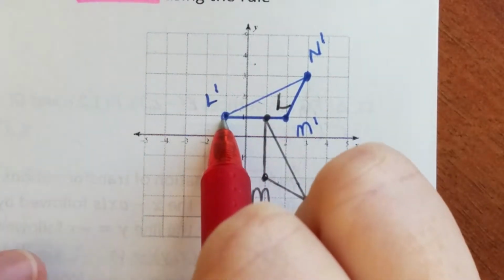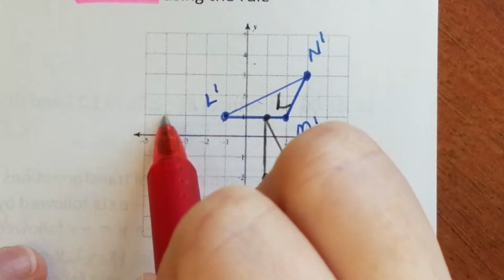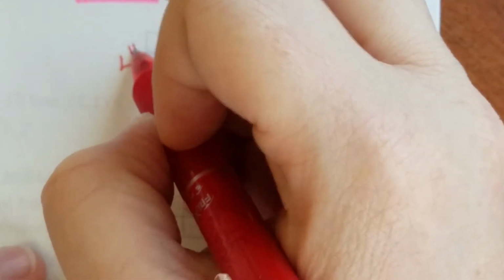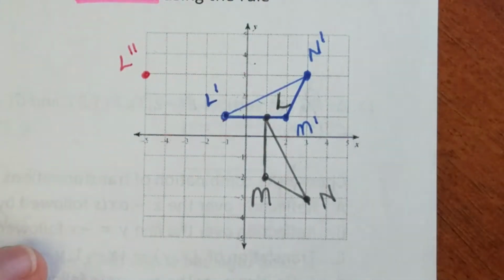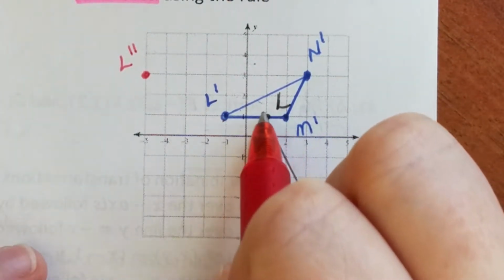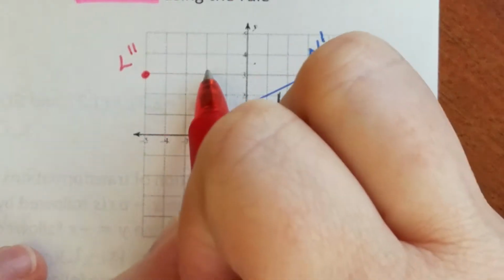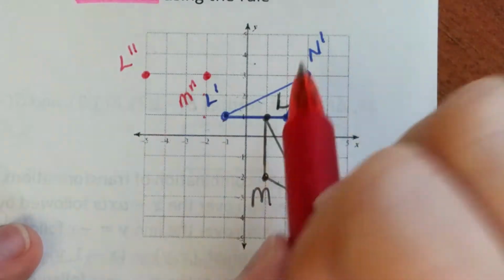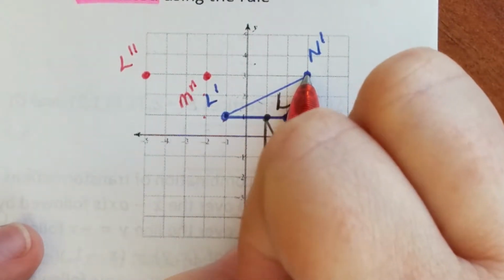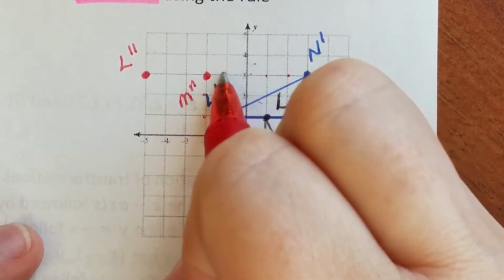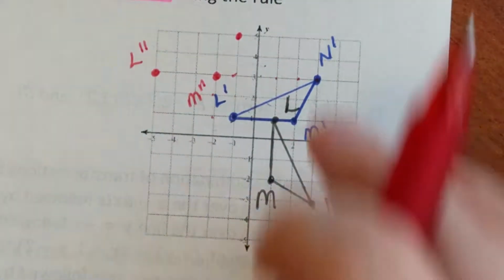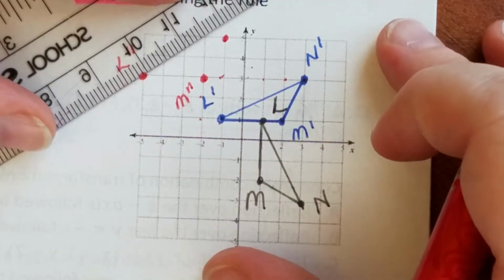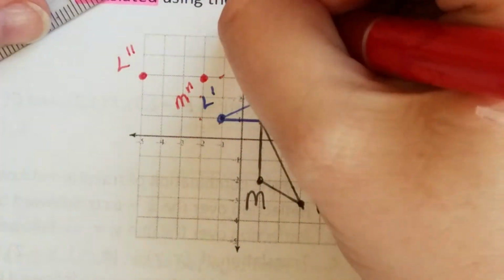So for L prime, I'm going to go 1, 2, 3, 4, 1, 2. So this will now be L double prime. For M, we're going to go 1, 2, 3, 4, 1, 2, and that's going to be M double prime. And last but not least, we have N prime, so this is going to be 1, 2, 3, 4, 1, 2, and there is our final image. You guys can see that, right? And let me mark it.